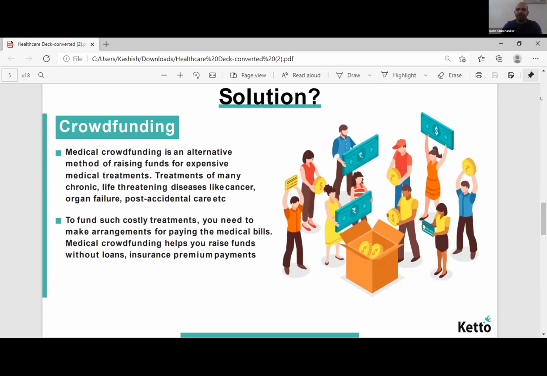He shows the doctor. The doctor tells him, your son is suffering from cancer, and the treatment is about 20 lakh rupees. That's when the bus driver tells the doctor, doctor, I'm sorry, but I don't have 20 lakh rupees. What am I supposed to do? That's when the doctor tells the patient, why don't you get in touch with Keto?